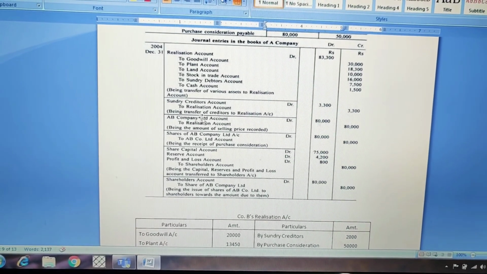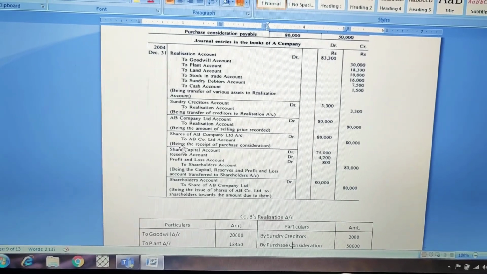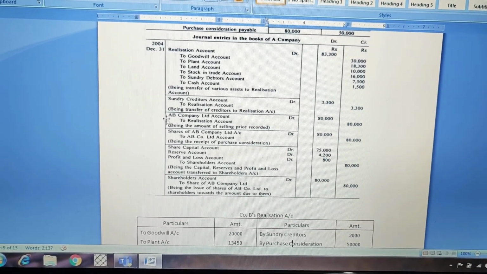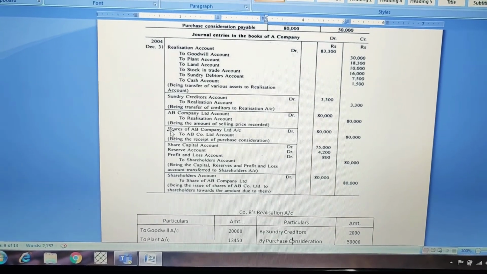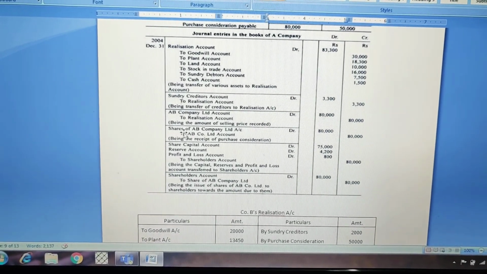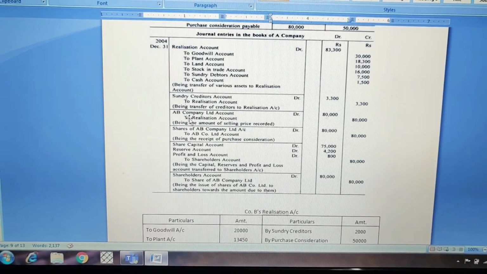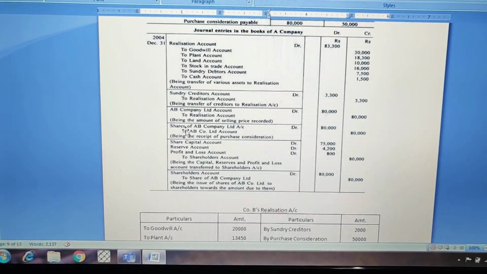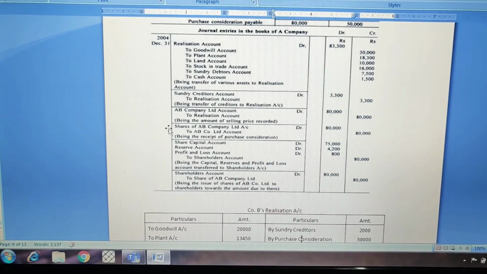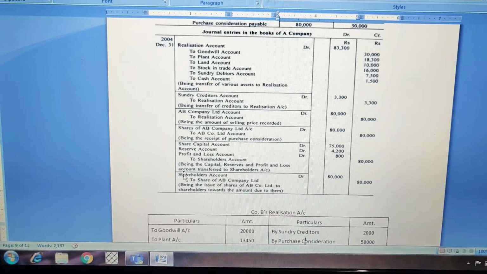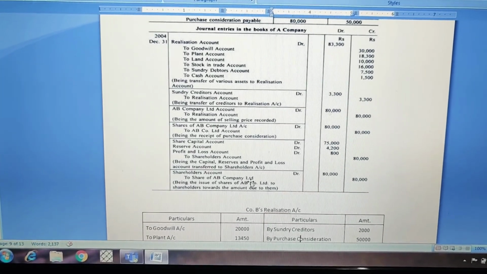So AB Company Limited account debit to realization account 80,000, and AB Company Limited will give the shares to shareholders of A company. So what you have to do, shares of AB Company Limited. See here, you debit the AB Company Limited. Next, you have to credit your AB Company Limited and you have to debit your shares of AB Company Limited, and then the shareholders account will debit to shares of AB Company Limited.